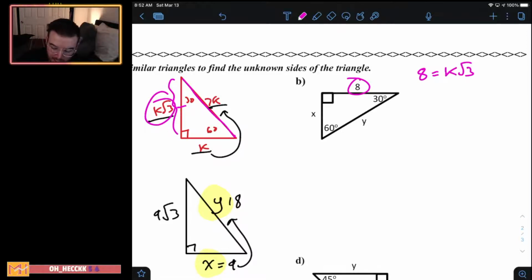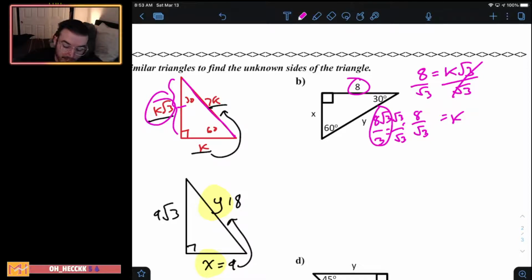Let's solve for k. Divide away the root 3, and you end up with 8 over root 3. Now, as we said before, we don't really like square roots in the denominator. So if you multiply by root 3 over root 3, the root 3's cancel, and you're left with 3, and the numerator is 8 root 3. So x here is 8 root 3 over 3.